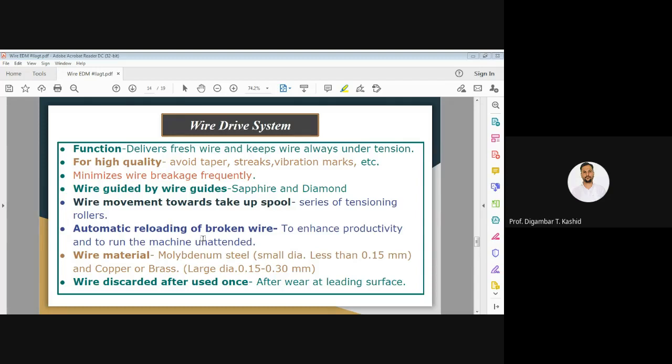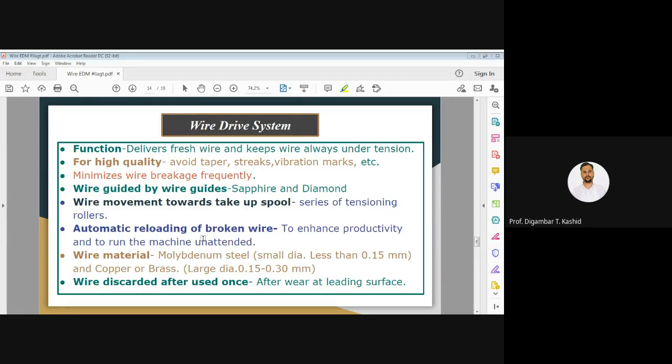Again, for the wire guides you can use sapphire and diamond material. Again, using a series of tensioning rollers, the movement of the wire towards the take up spool can be maintained.